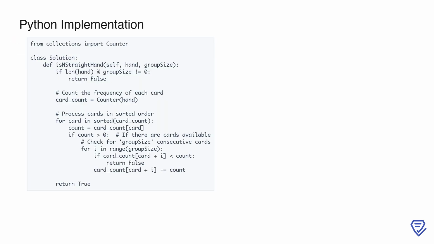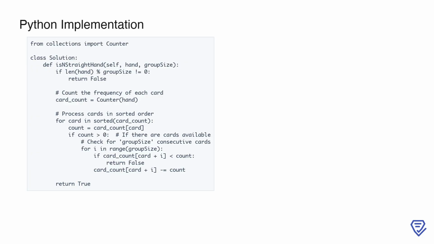This solution to the hand of straights problem uses a greedy algorithm with a hash map to ensure efficiency. First, we check if the total number of cards is divisible by the group size. If not, it's immediately impossible to form groups, and we return false. Next, we leverage Python's collections Counter to count the frequency of each card in the hand. This gives us a dictionary-like structure where keys are card values and values are their counts. Sorting the keys ensures we always process cards in ascending order, which is critical for forming consecutive groups.